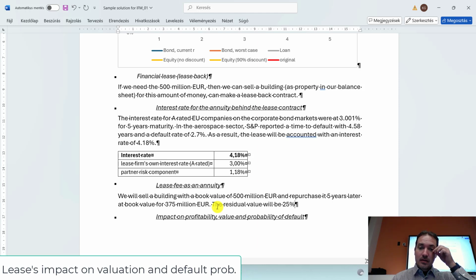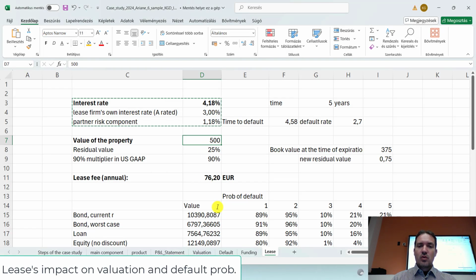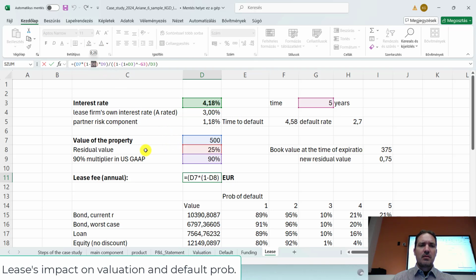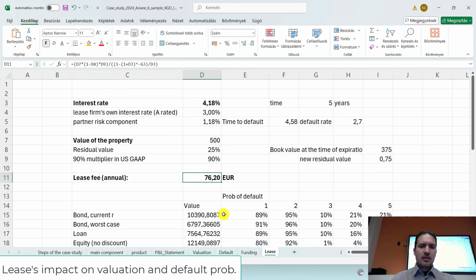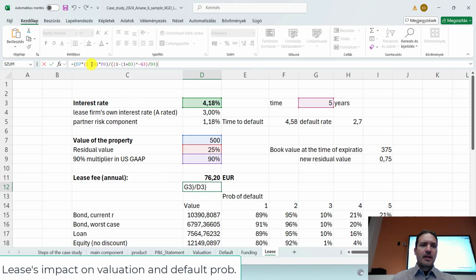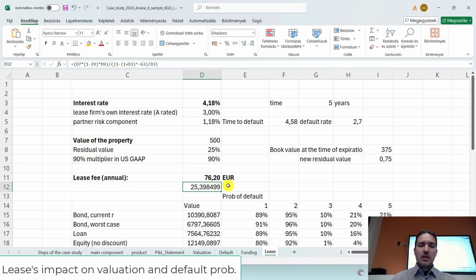Then okay, sorry. It's still not good. Because if I'm saying that the residual value is this one, then yeah, I made the wrong setup. Oh, the lease fee will be lower because we are buying back at a higher price. Okay, I nearly messed up, but we can see that.